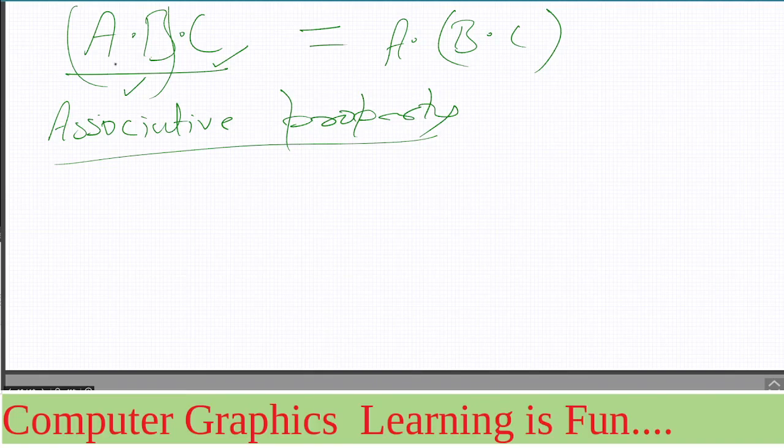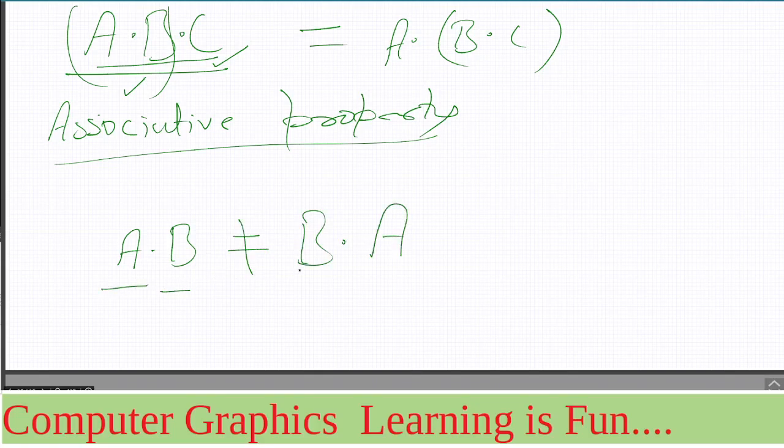It is only associative, it is not commutative. Commutative means A dot B can be equal to B dot A. However, in our case, matrix multiplication is not commutative. That means A dot B is not equal to B dot A. Multiplication of A matrix with B is not the same as B with A. I believe these are the simple things that you would be aware of.